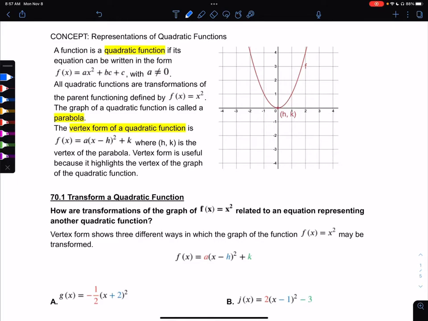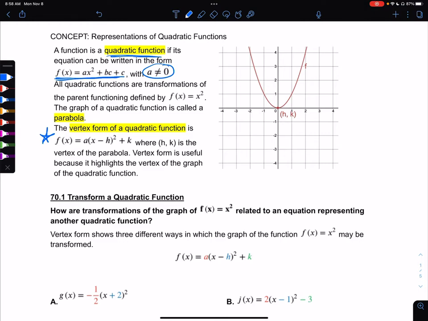Here we're going to look at topic 70, example 1, transform a quadratic function. I want to start with the concept though. The concept here is representations of quadratic functions, and there's two things I want to focus on. First, the fact that a quadratic function can be written in the form ax squared plus bx plus c, where a does not equal 0. This is important. And then I want to look at what's called the vertex form, which is what we're going to get into in this video.